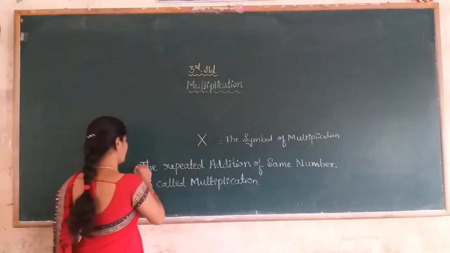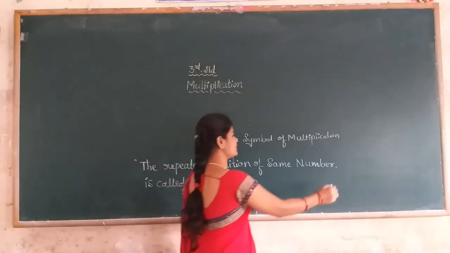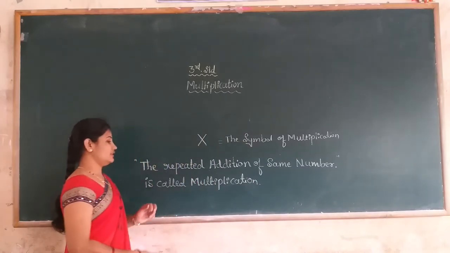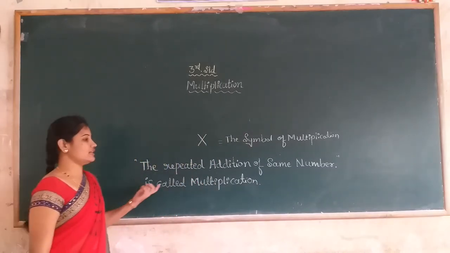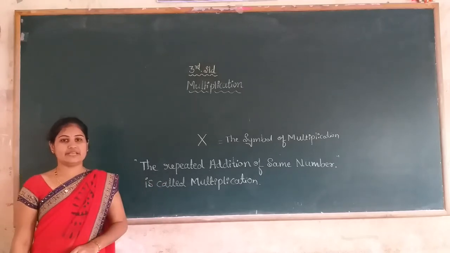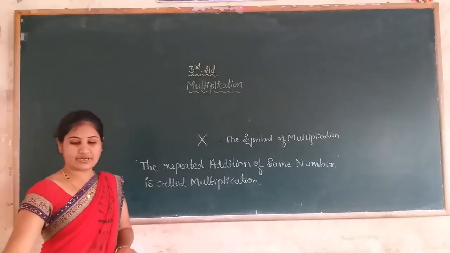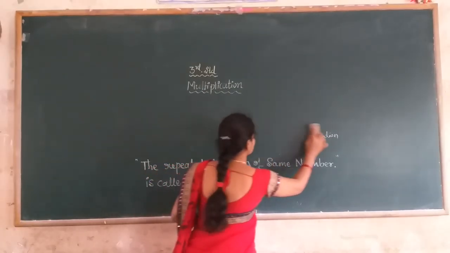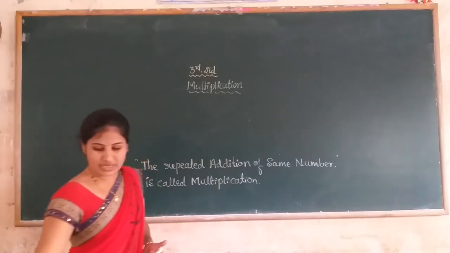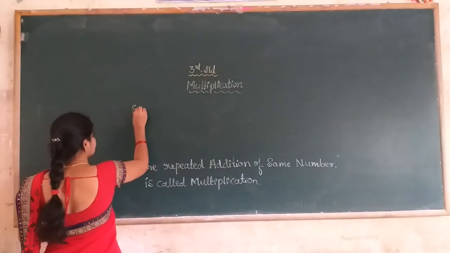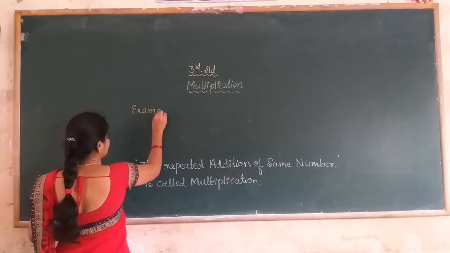Dear students, what is the definition of multiplication? The repeated addition of the same number. The repeated addition of the same number we call multiplication. I show with an example. Dear students, what is the repeated addition of the same number? Okay, I show with an example. First I write one example. Example 1.